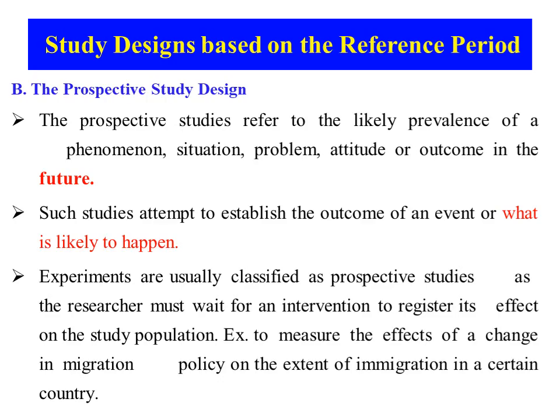Experiments are usually classified as prospective studies, as a researcher must wait for an intervention to register its effect on the study population. Example, to measure the effect of a change in immigration policy on the extent of immigration in certain countries.